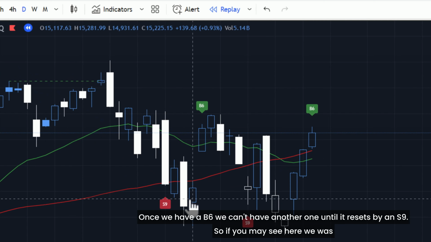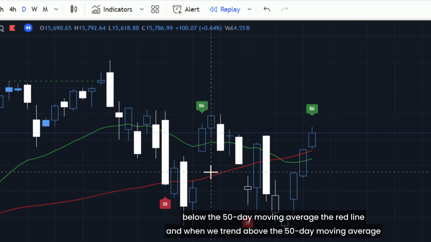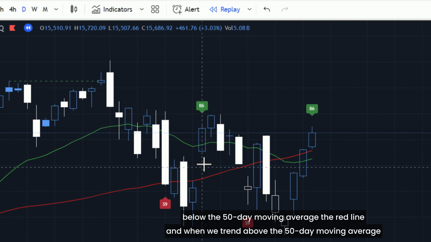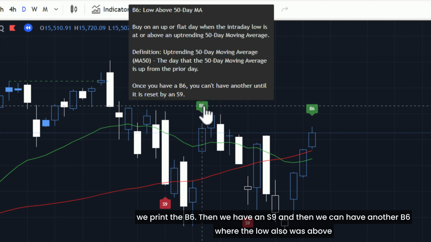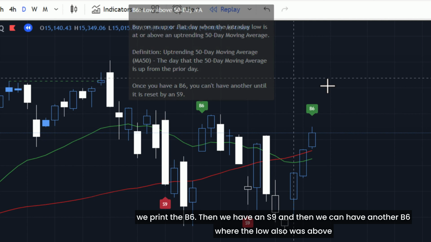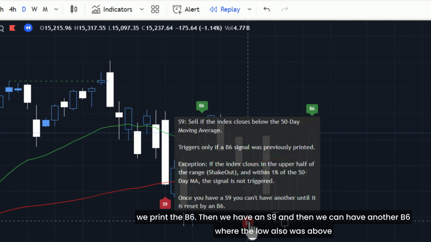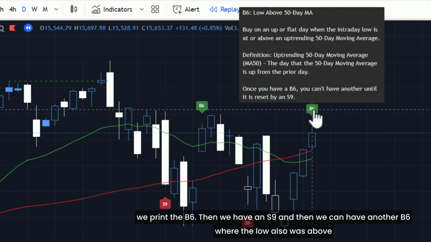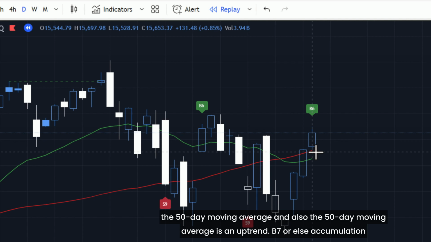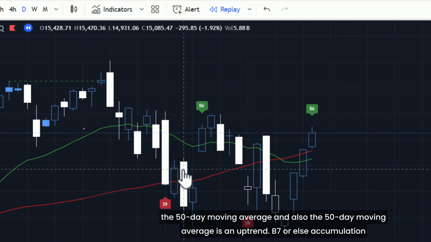So as you may see here, we were below the 50-day moving average, the red line, and when we trend above the 50-day moving average, we print the B6. Then we have an S9, and then we can have another B6 where the low also was above the 50-day moving average, and also the 50-day moving average is in an uptrend.